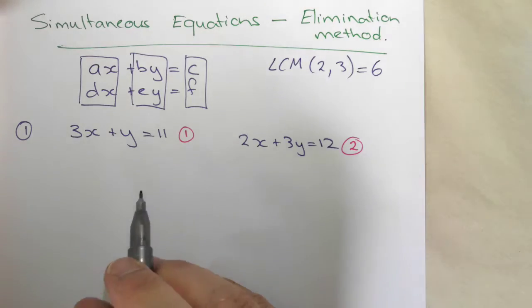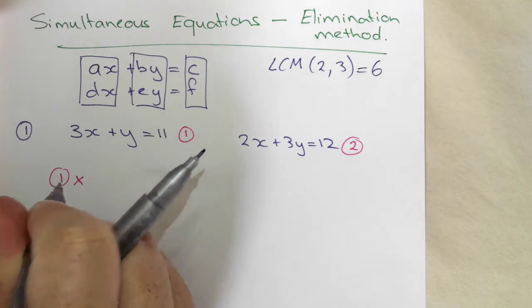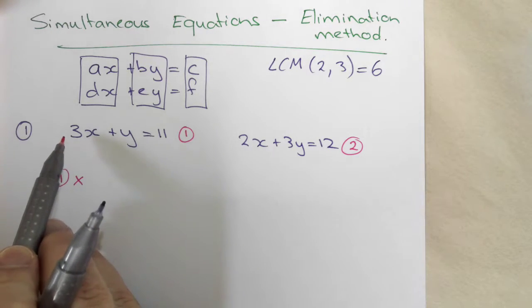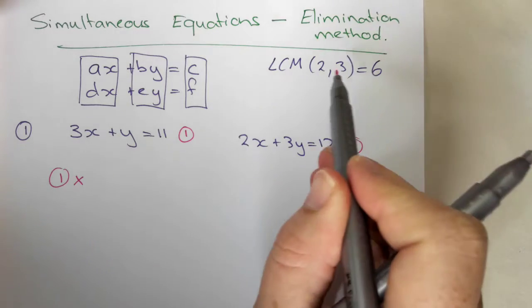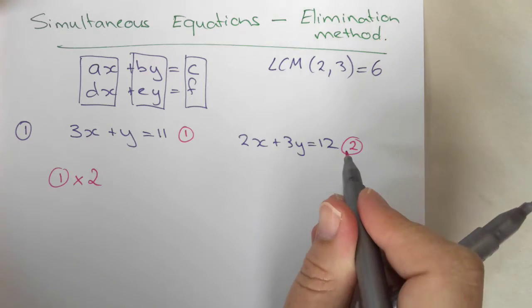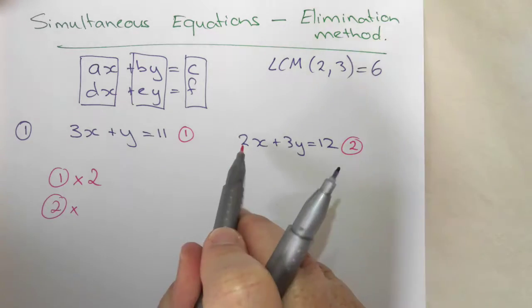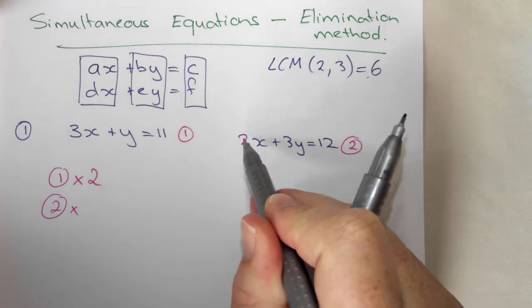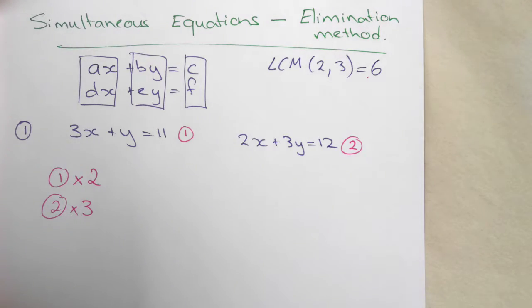So I'm going to take equation number 1 and multiply it by something. 3 times what is equal to 6? 3 times 2. So I'm going to multiply equation 1 by 2. I'm then going to take equation number 2 and multiply it by something. 2 times what equals 6? 2 times 3 equals 6. So I need to multiply equation 2 by 3.